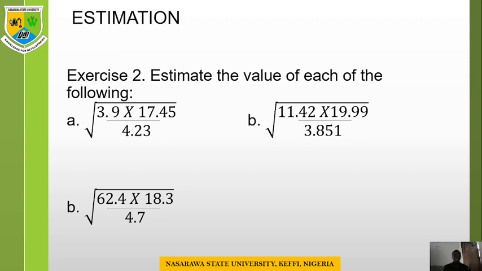Alright, the next exercise is estimate the value of each of the following: A, square root of 3.9 times 17.45 over 4.23, B, square root of 11.42 times 19.99 all over 3.851. C, sorry, I'm having B there, which is a mistake. Square root of 62.4 times 18.3 all over 4.7.